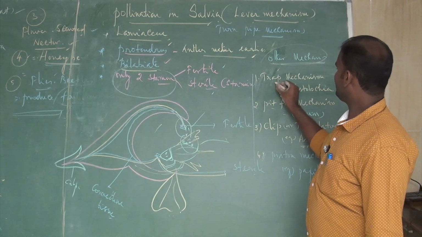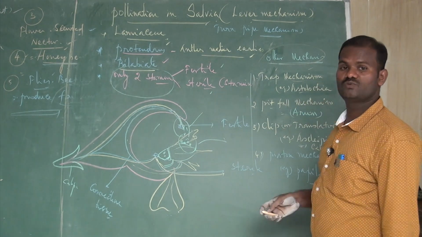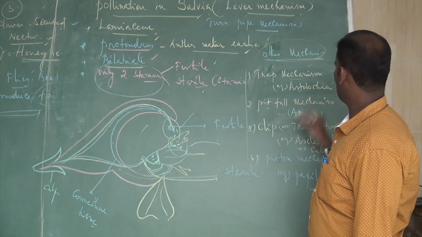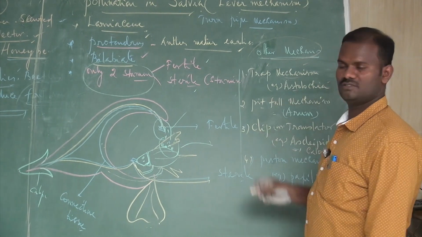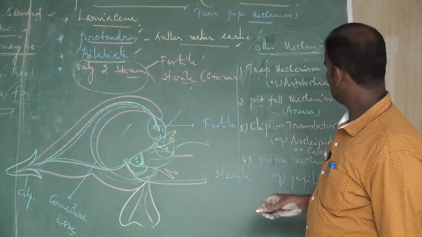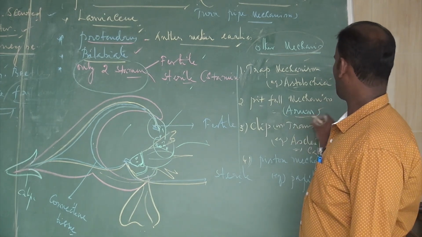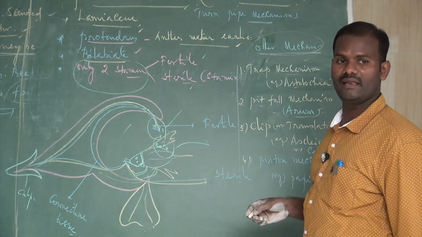Another one is the trap mechanism. It is especially involved in Aristolochiaceae. The plants have adopted a special trap mechanism for pollination. And another one is the pitfall mechanism. An example is the arum plant, which belongs to the family Araceae.